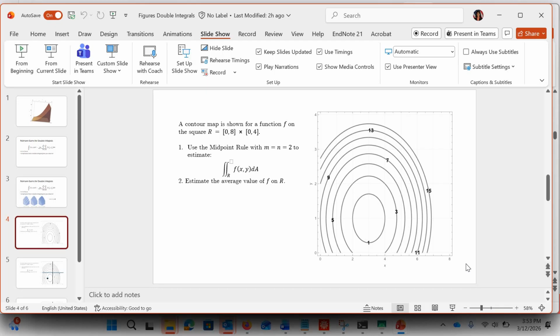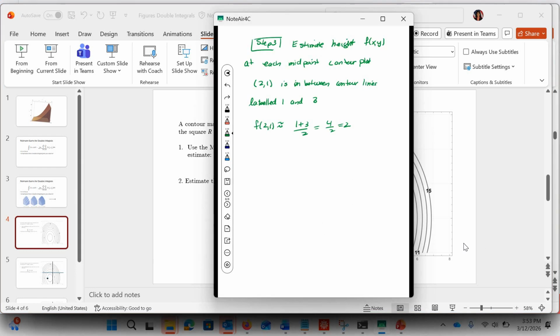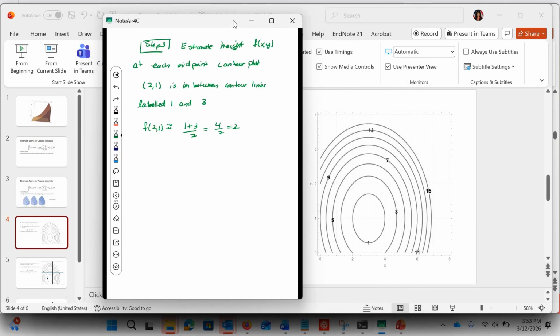All right, go find the rest of them. Your contour plot, everything's labeled really nicely so that you can actually see the curves. It'll say 1 and 3 right here, but 2, 1 is right here, and it's in between this curve and this curve. This curve has height 1, this curve has height 3. Right, so that's how you do it. So go find the other ones.